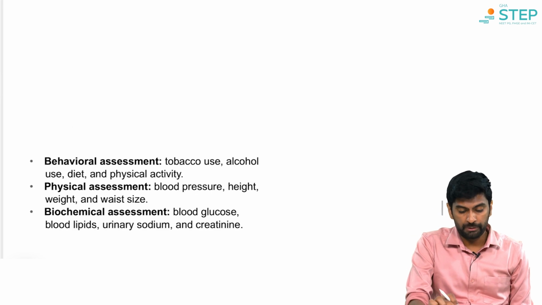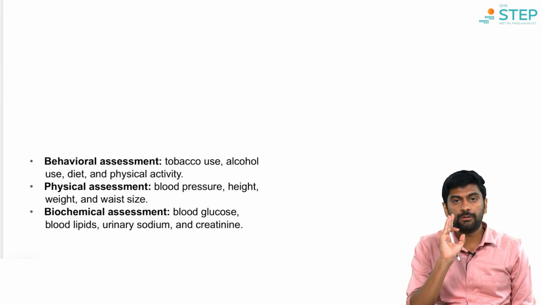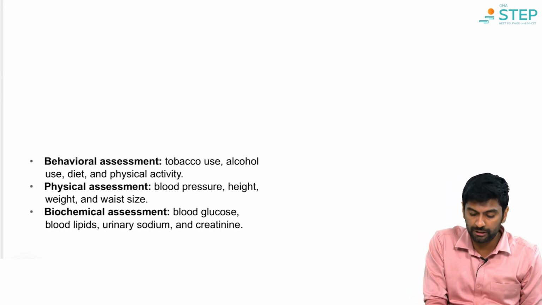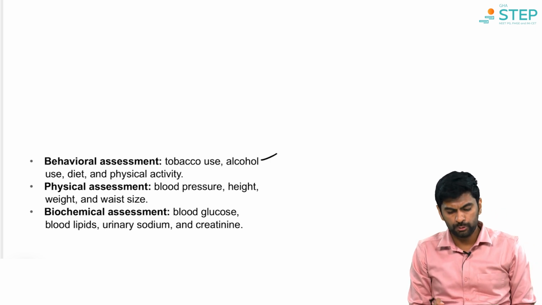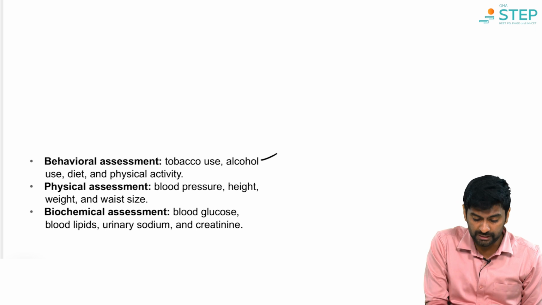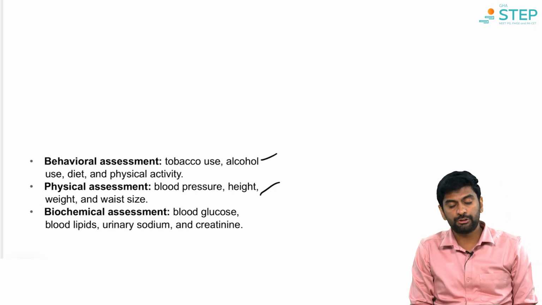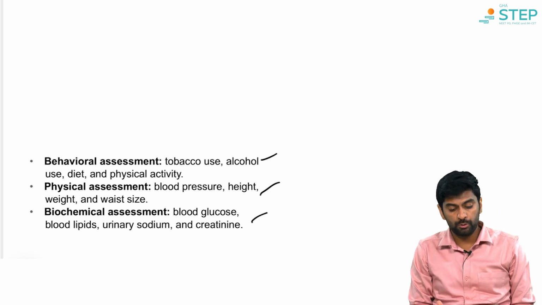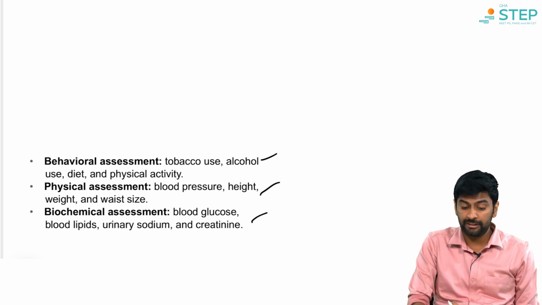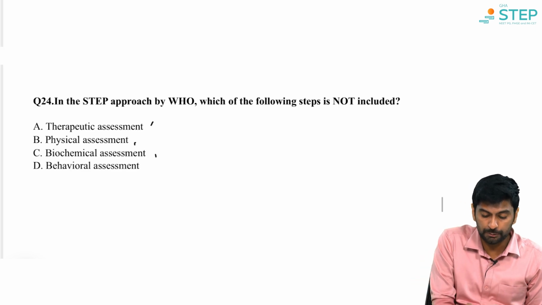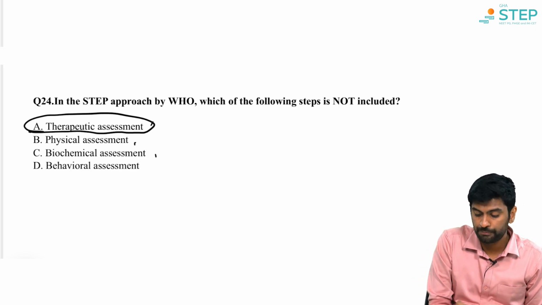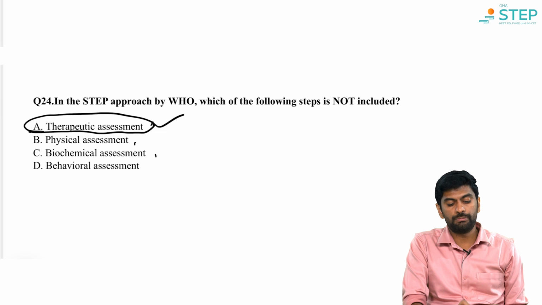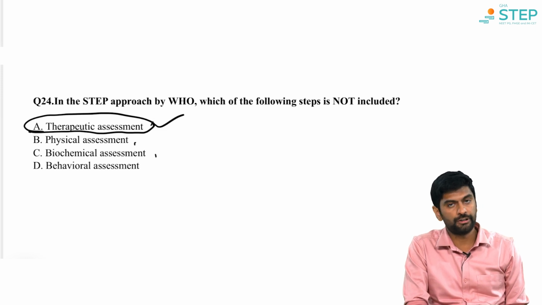So the main three things that are done in the STEP approach would be the behavioral assessment, where they check for tobacco use, alcohol use, their diet and physical activity, and the physical assessment where we measure their blood pressure, height, weight and their waist circumference. The biochemical assessment, we check for their blood glucose, blood lipids, urinary sodium and creatinine. So among these, therapeutic assessment is not done. So the correct option would be the therapeutic assessment, whereas the other three are already done.